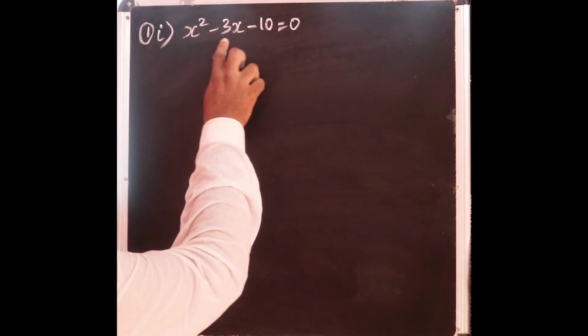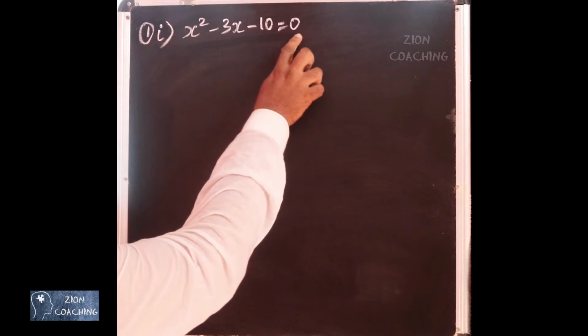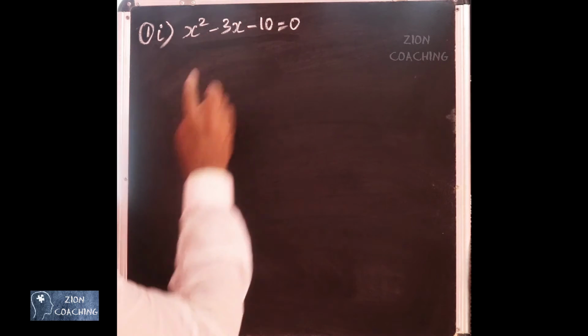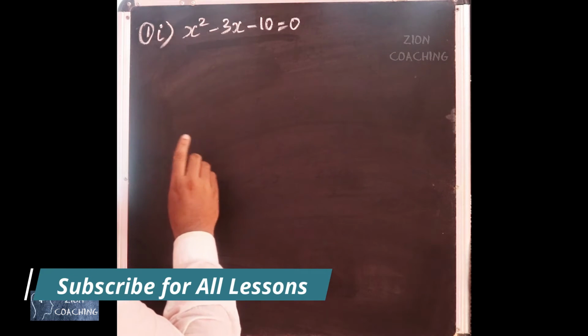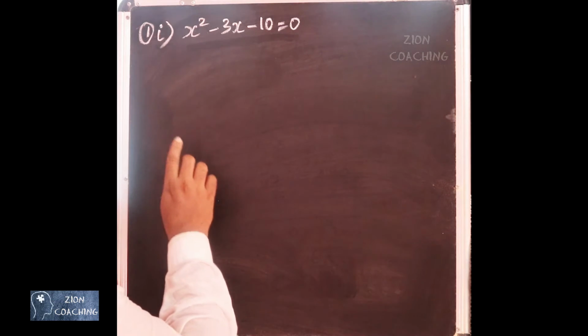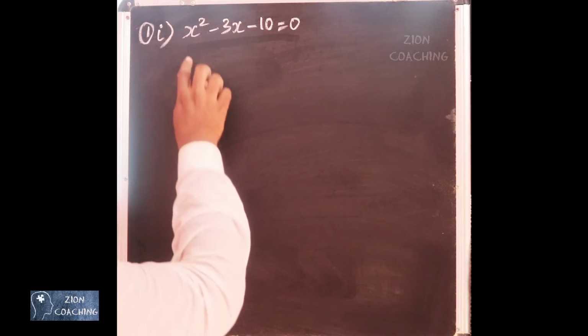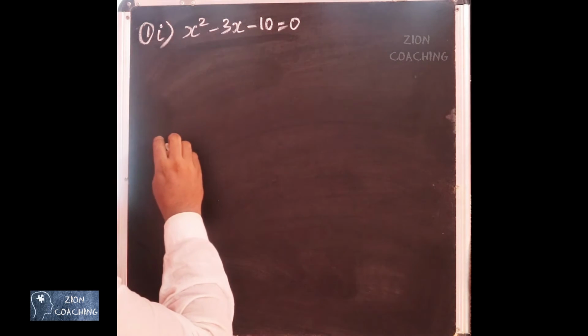x squared minus 3x minus 10 is equal to 0. A quadratic equation is given. They are asking us to find the values of x, that is the roots of this quadratic equation.